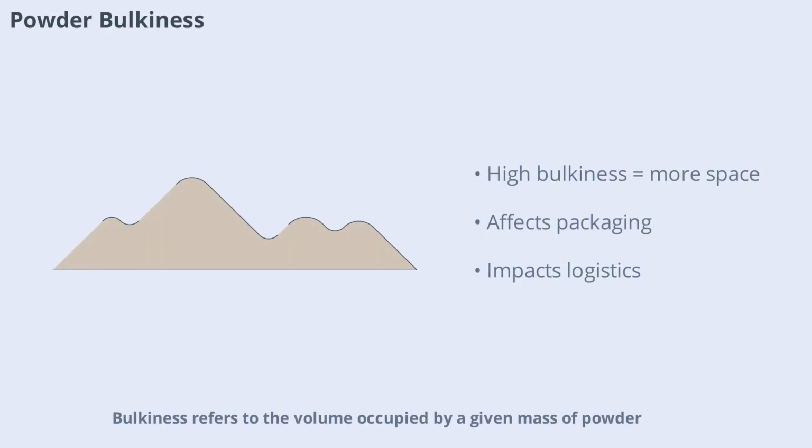Bulkiness refers to the volume occupied by a given mass of powder. Powders with high bulkiness take up more space, which can affect packaging and transportation costs. Bulkiness is influenced by particle size, shape, and packing arrangement. Managing bulkiness is important for efficient logistics and storage.